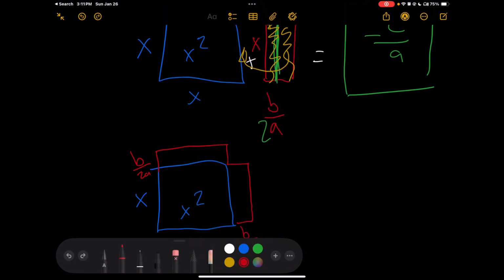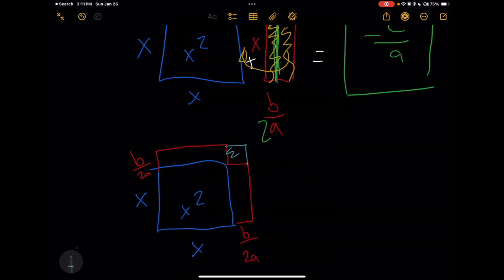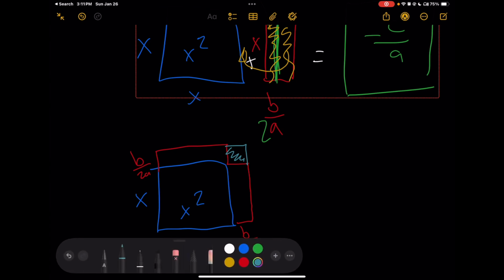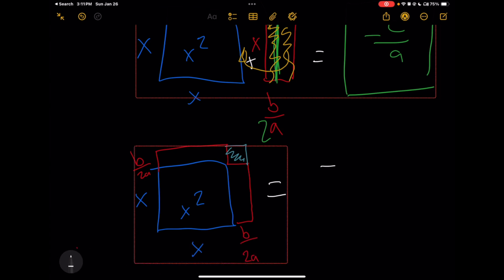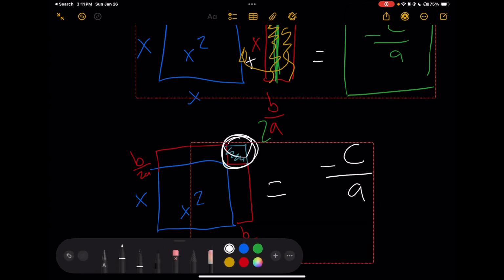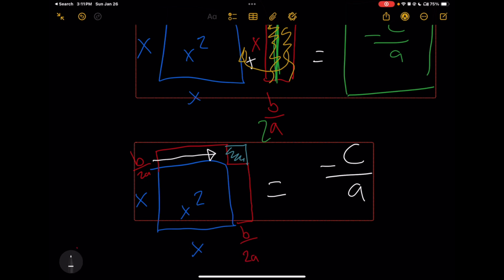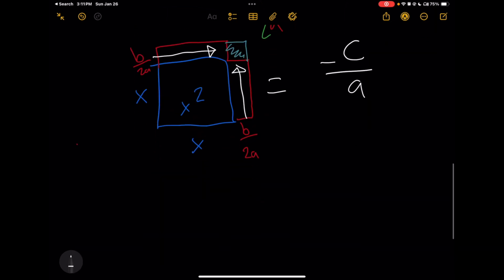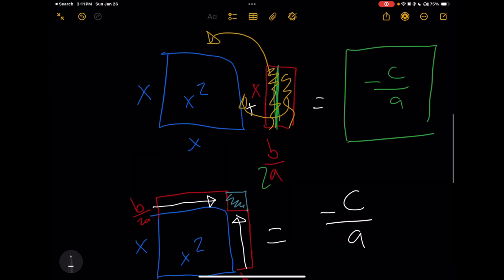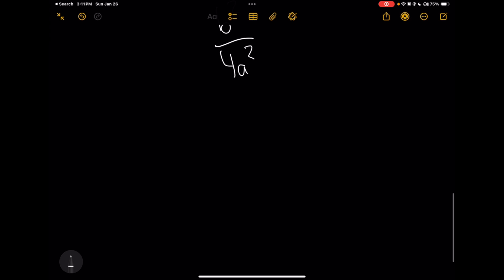Actually I'm gonna add another color here. Let's make this teal, sure. This area is what's gonna make all of this equivalent to negative c over a. And so we are going to know what this area is, and the only reason we can is because b over 2a multiplied by b over 2a is going to give us that area. So we're going to get b squared over 4a squared. Okay?